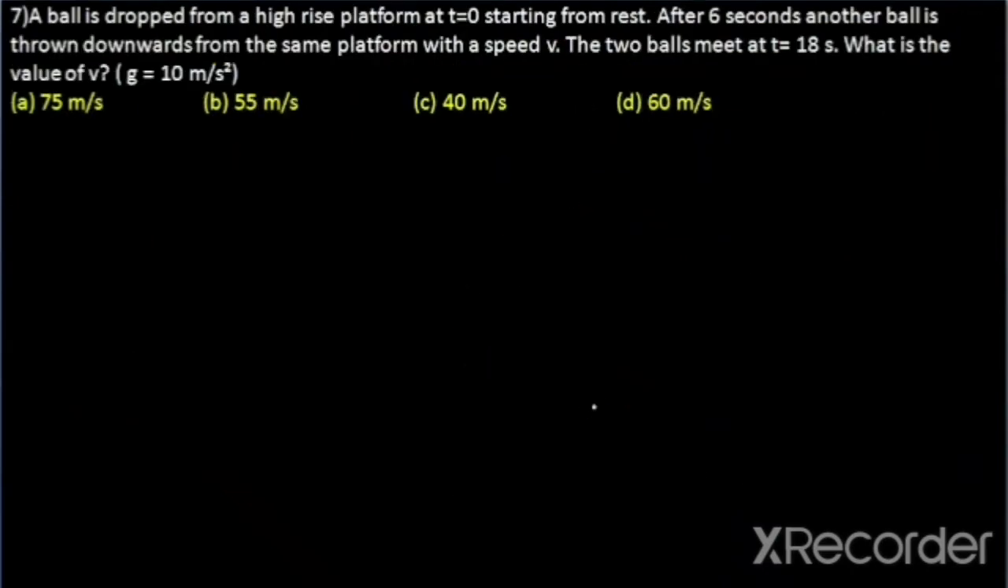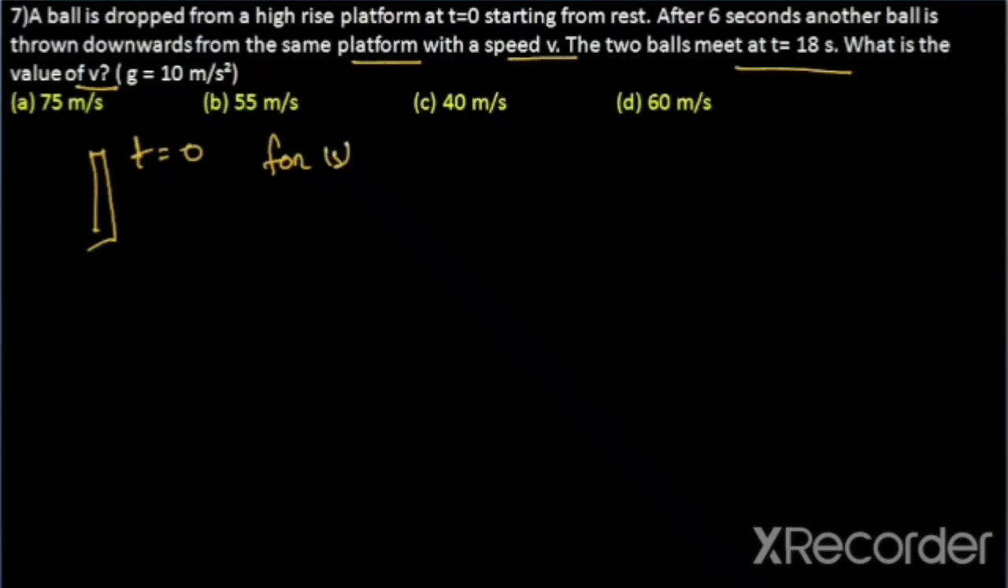Next is, a ball is dropped from a high-rise platform at t is equal to 0 starting from rest. After 6 seconds, another ball is thrown downward from the same platform with a speed of v. The two balls meet at t is equal to 18 seconds. What is the value of v? The high-rise platform is there. At t is equal to 0, starting from rest, a ball is dropped.